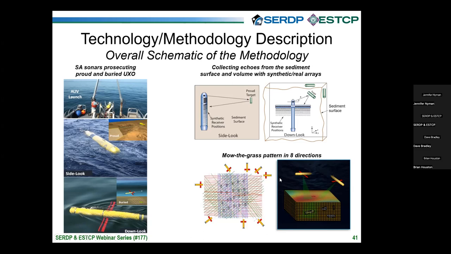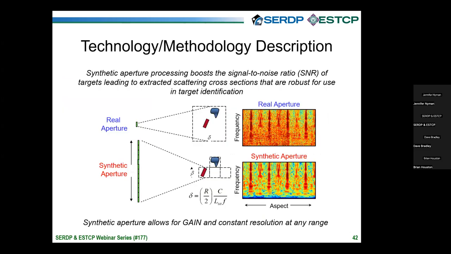Now the downlook sonar can be used in a little bit of an abstract way. We can run what you might call mow the grass patterns, but we can also add, and typically do add, these diagonals to increase the overall size of the database and to give us more performance against particularly hard buried UXO problems.